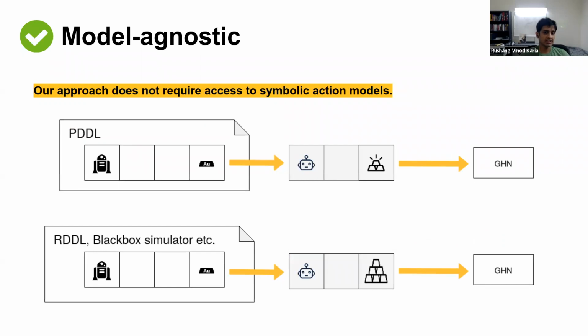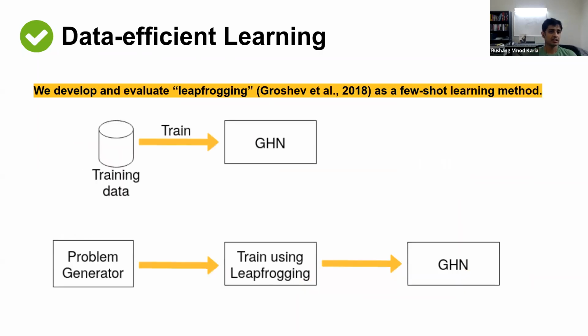We are model agnostic in the sense that we propose an abstraction encoding scheme that sits in between the state representation and the neural network, so that any external representation could be used as long as the encoding scheme can convert it into the desired representation. And finally, we develop and evaluate leapfrogging, which is a method proposed by my co-author in joint work with Groshev in 2018 as a few-shot learning method.